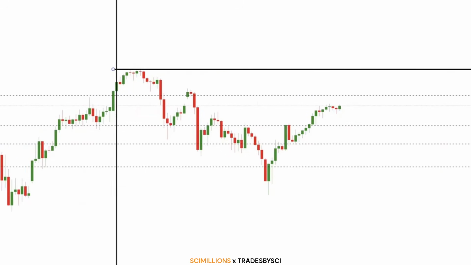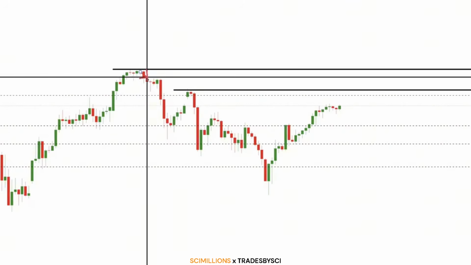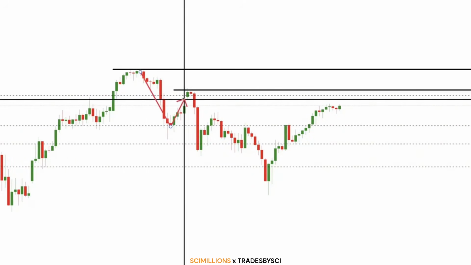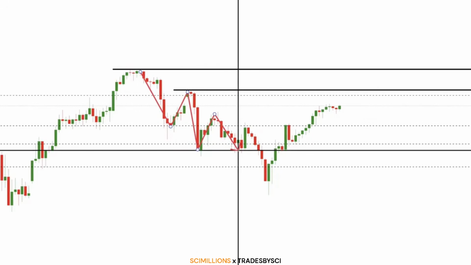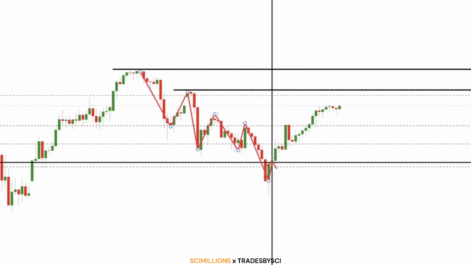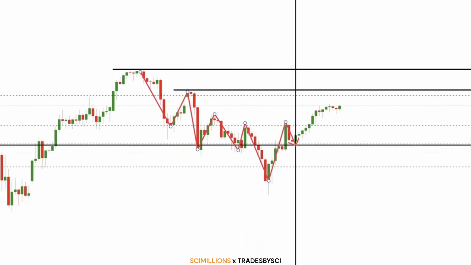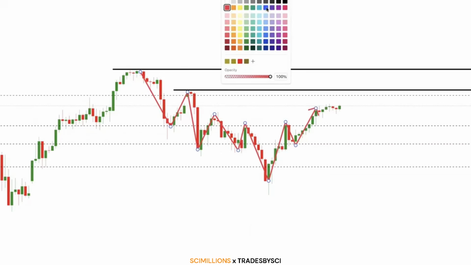Price has a high. Price has a lower high. Matter of fact, let's do it this way. Higher low, lower high, lower low, lower high, equal low, which is still a lower low, lower high, lower low, right? Then equal high, higher low, boom. What happens? What did I tell you when it comes to uptrends, right?